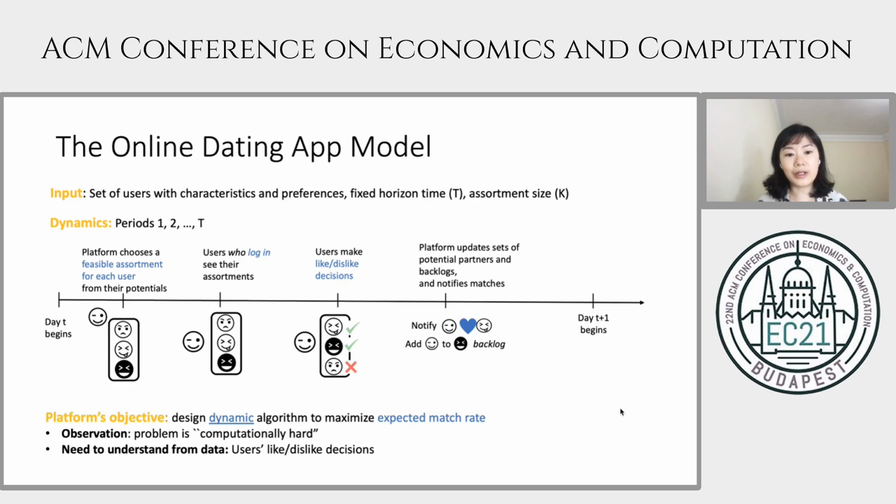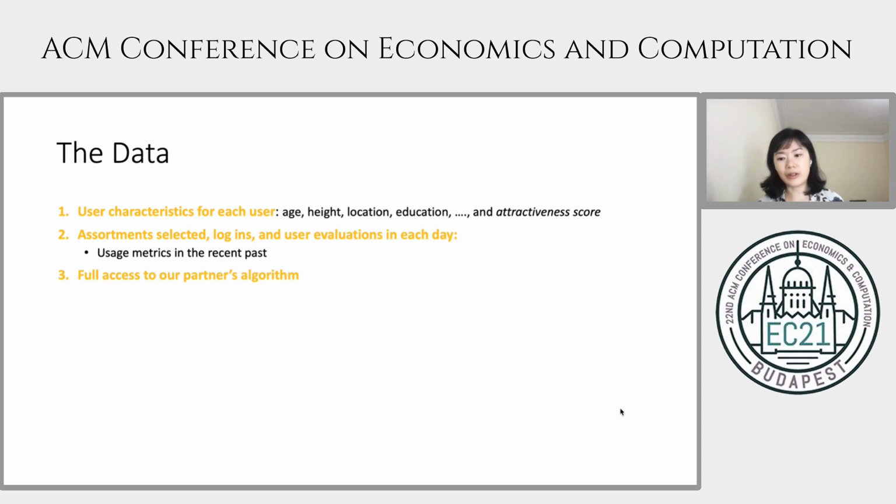And second, we need to understand from the data users' like and dislike decisions, which is what we're going to do next. The data we have is user characteristics and assortments selected, the user logins, user evaluations on each day, and the full access to our partner's default algorithm.